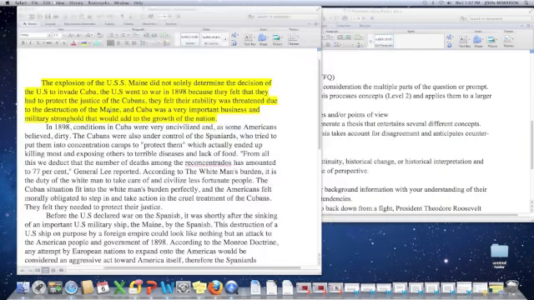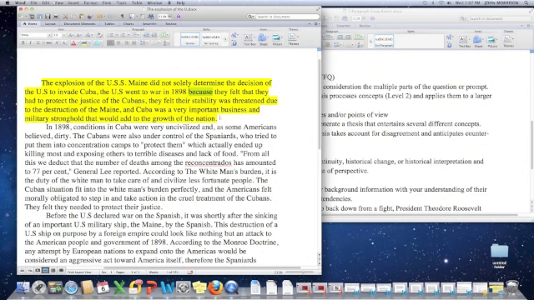Let's read what we have here and ask ourselves, does this answer the question? Well, the explosion of the USS Maine did not solely determine the decision of the U.S. to invade Cuba. The U.S. went to war because they felt that they had to protect the justice of the Cubans. They felt their stability was threatened due to the destruction of the Maine, and Cuba was a very important business and military stronghold that would add to the growth of the nation.